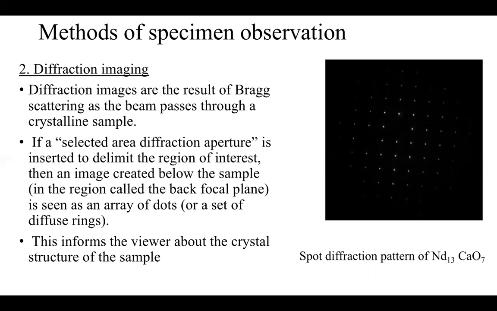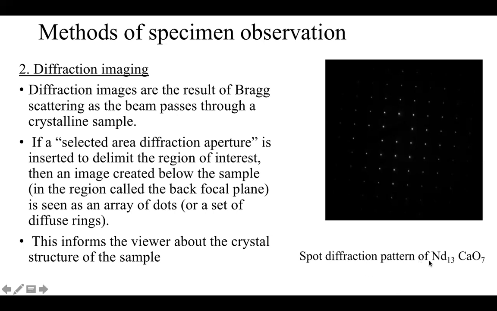If a selected area diffraction aperture is inserted to delimit the region of interest, you can choose where you want to get this diffraction pattern. So you select the area and delimit the region of interest. Then an image is created below the sample in the region called the back focal plane. This is seen as an array of dots or a set of diffuse rings. Depending on whether it's a polycrystalline or a single crystal, that will appear as dots or rings. This informs the viewer about the crystal structure of the sample.